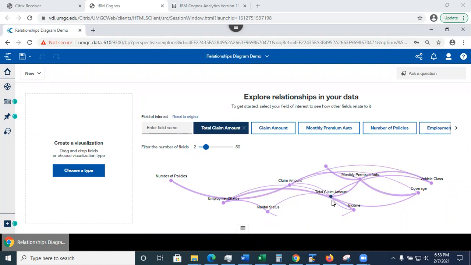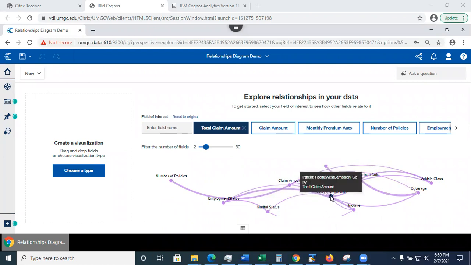In addition to showing relationship between the target and other columns, we also see the relationships among other columns. Like for example, over here, we see the relationship between vehicle class and monthly premium, right? And if I hover, I see the strength is 38%. This diagram can be used as a starting point for my visualizations.